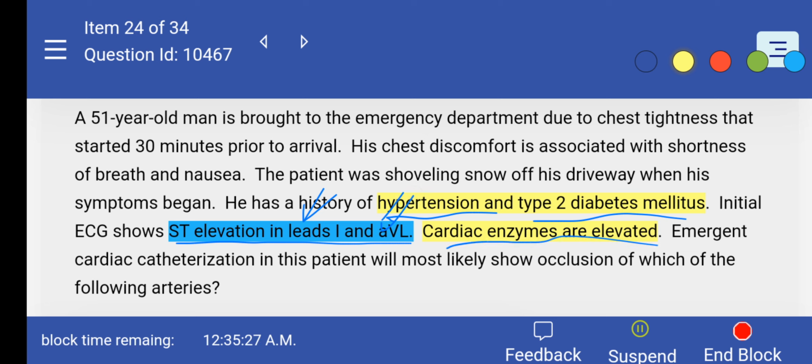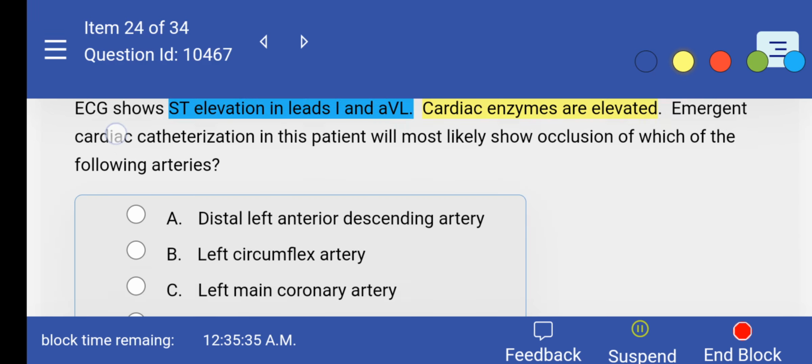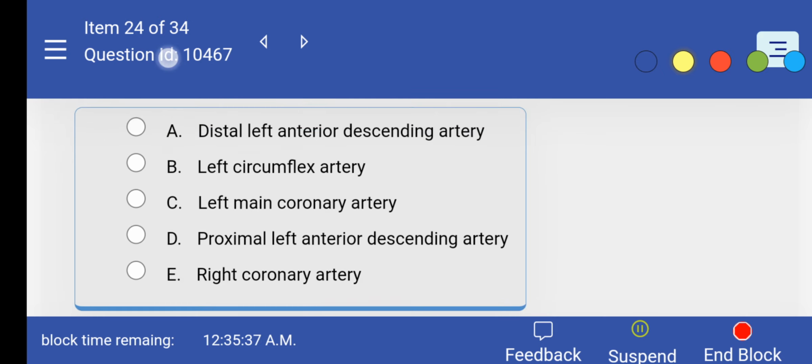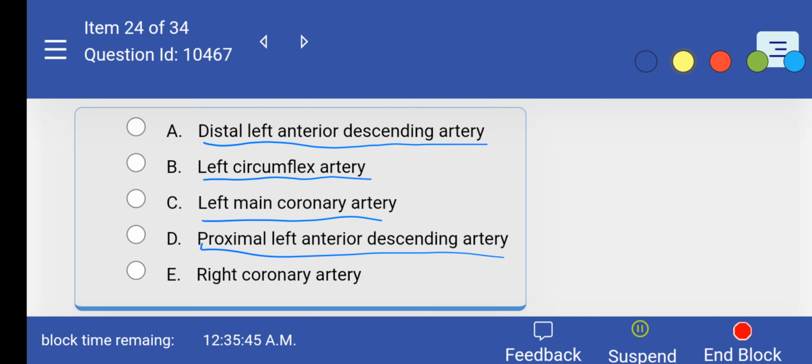Cardiac enzymes are elevated. Emergent cardiac catheterization in this patient will most likely show occlusion of which of the following arteries, right? So the options are distal LAD, that is left anterior descending artery, left circumflex artery, left main coronary artery, proximal left anterior descending artery, right coronary artery, right? Pause it and give the answer.